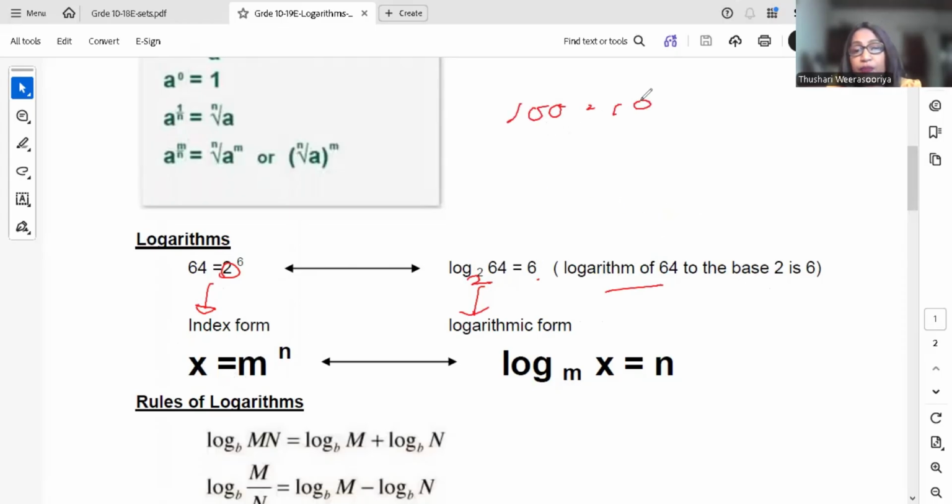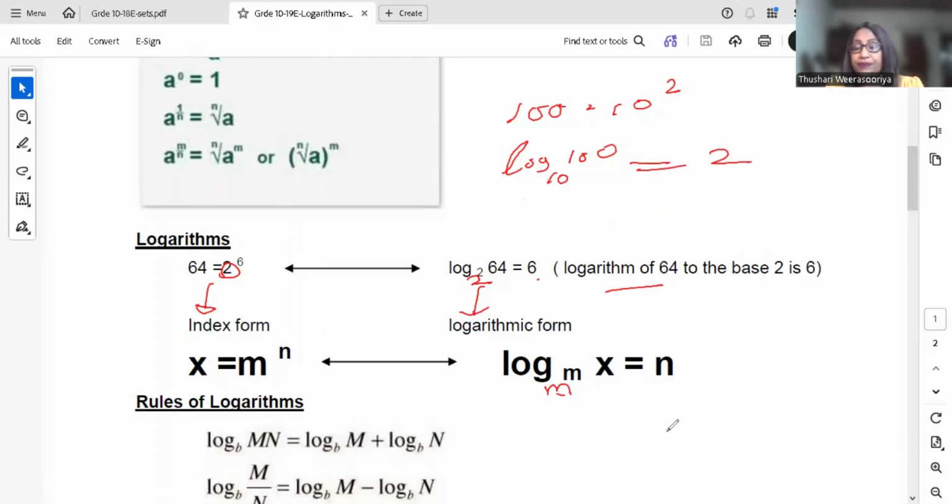In general form, I'll give another example. 100 equals 10 to the power 2. How can I write in log form? Log base 10, 100, logarithm of 100 to the base 10 equals 2. That's how you convert index form into logarithm form. Now look at the general form: x equals m to the power n. Logarithm of x to the base m equals n. That's how you write in log form.